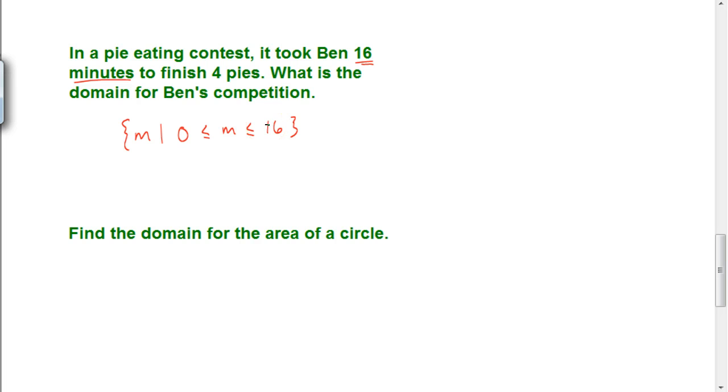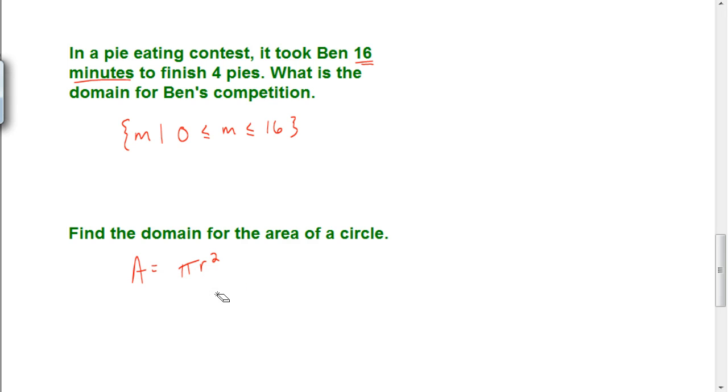Now there are going to be times where it keeps going on infinitely, where it doesn't have a limit like this one, like for example the area of a circle. Now you want to recall that the area of a circle is found by taking pi times the radius squared. And for this situation, our independent variable would be our r. So r would be your independent variable. So that's what we're going to be looking at for our domain.